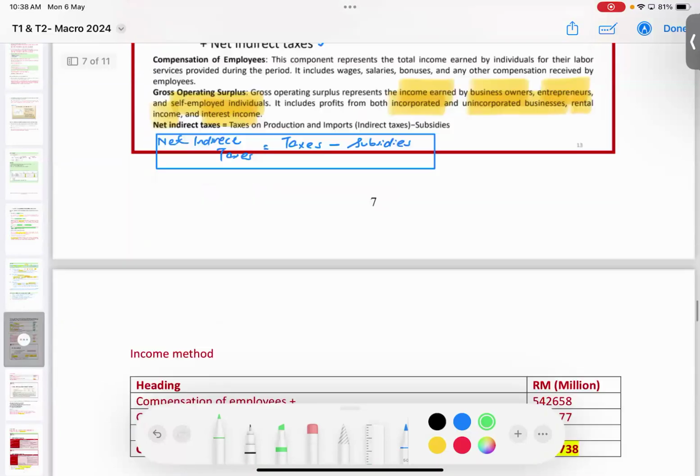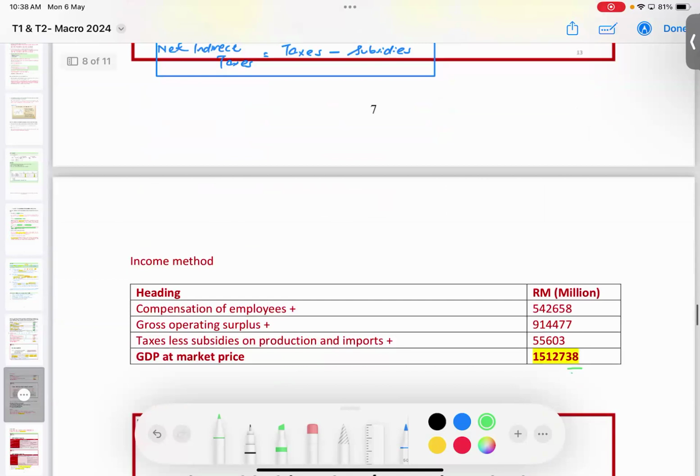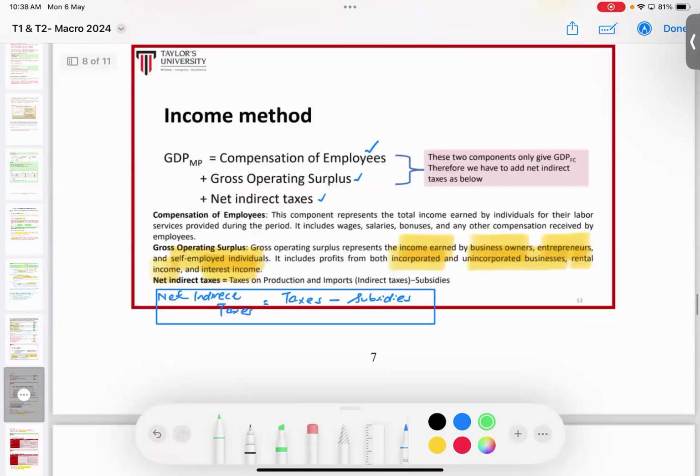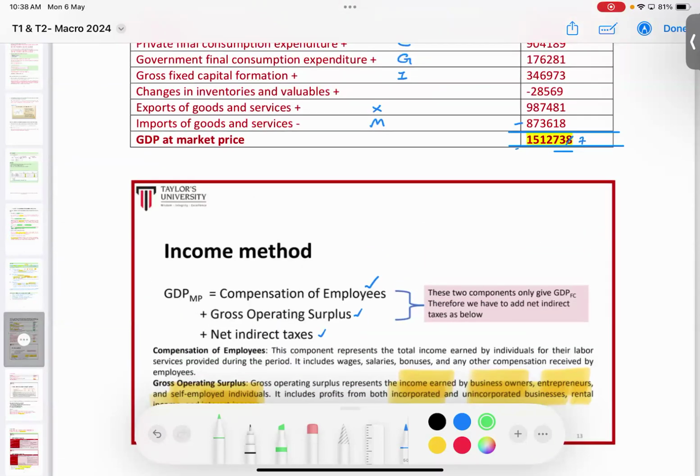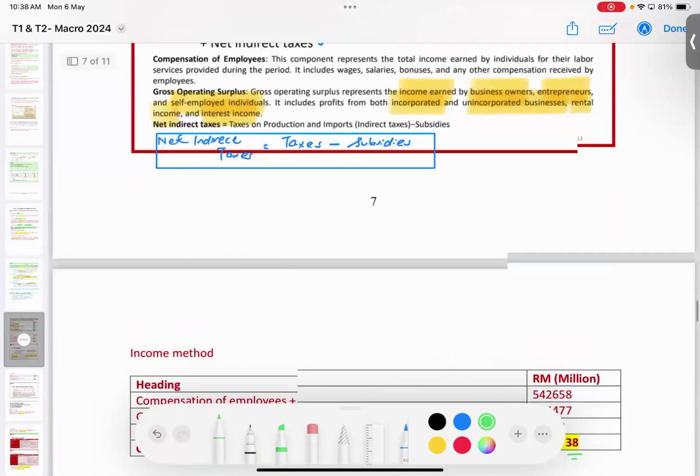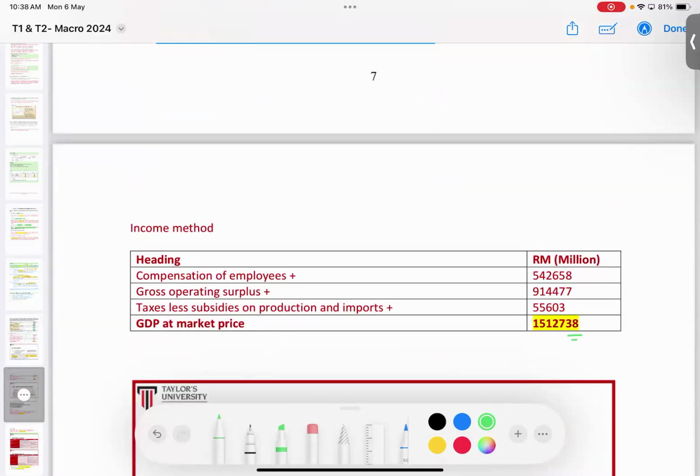About the same, right? Only one digit different. Here the last digit is 8, just now it was 7. But overall, about the same. You try and see if it's the same figures. Yeah, correct. So you just need to remember the components under each approach.